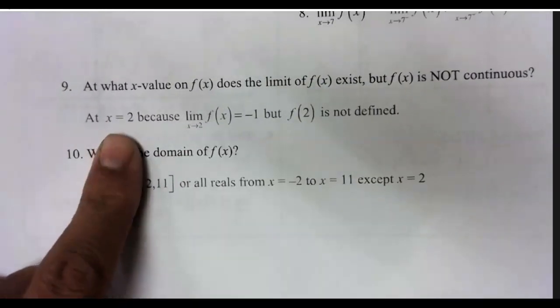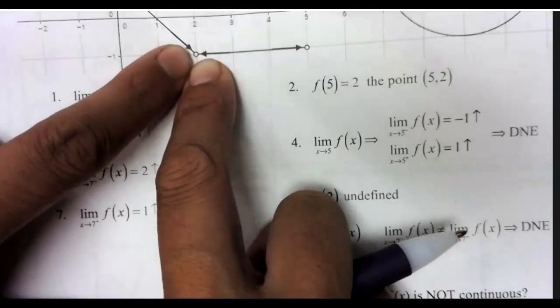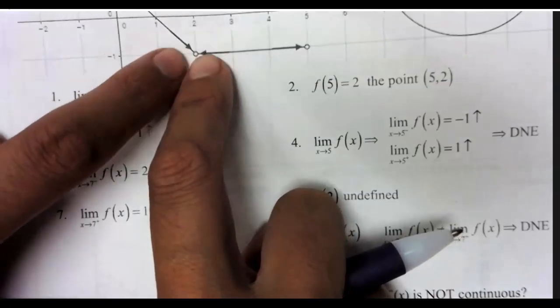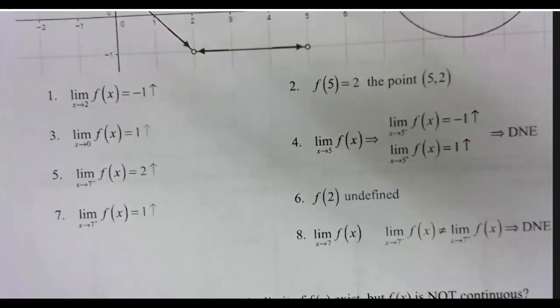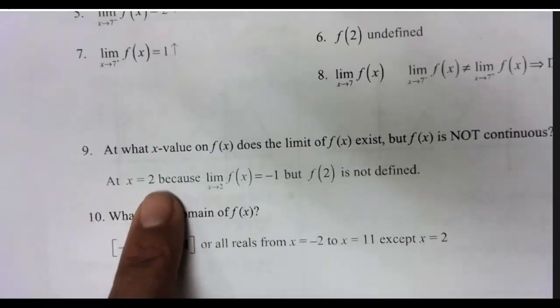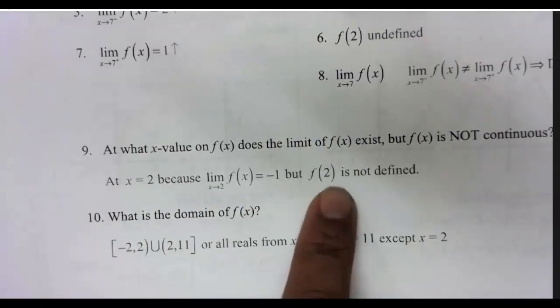So on 9, it's kind of like 10. The limit exists, but there's no point value. Therefore, it's not continuous, but the limit exists. For 9, just x equals 2, because the limit exists and is -1, but f of 2 is not defined.